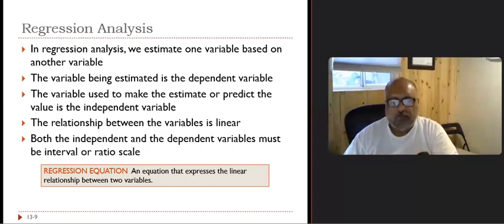The ultimate goal is to find the regression equation, which we can use to find various values of X and Y once we have the equation established. So it is an equation that expresses the linear relationship between the two variables. That's a regression equation. And we will look at the steps for how to develop the equation.